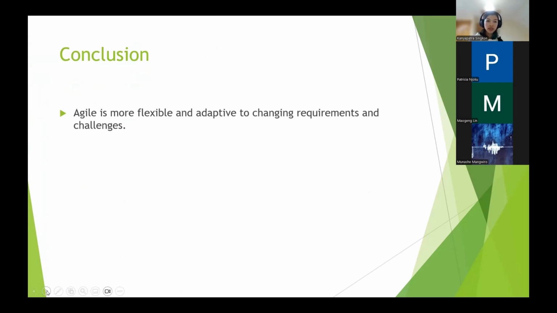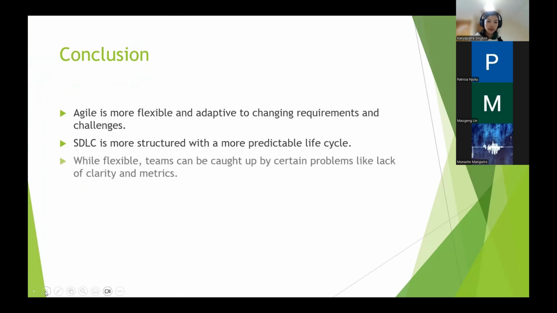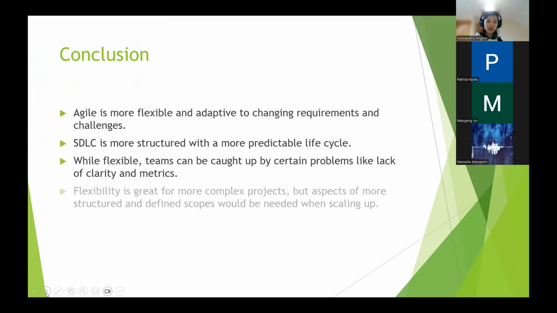Agile is more flexible and adaptive to changing requirements and challenges. SDLC is more structured with a more predictable life cycle. While flexible, teams can be caught up by certain problems like lack of clarity and metrics. Flexibility is great for more complex projects, but aspects of more structured and defined scopes would be needed when scaling up.